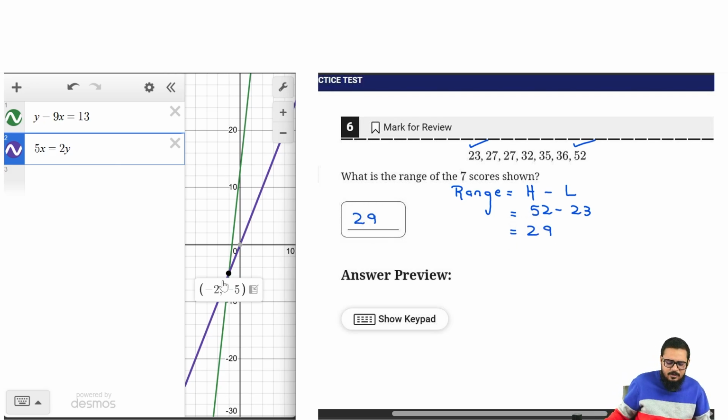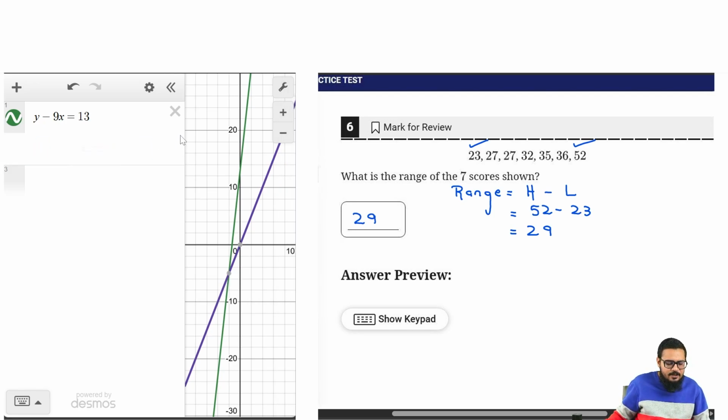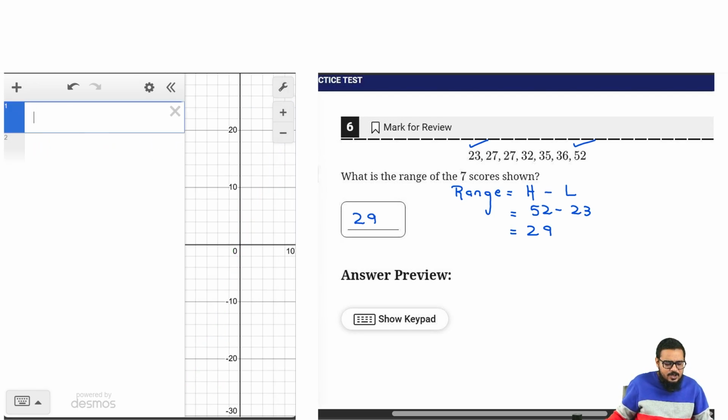If you want to use Desmos for this one, let's say you've got a lot of numbers, you can use Desmos as well, but I don't think it's really worth it, right? A is equal to, let's write everything inside a square bracket. So 23, 27, 27 again, 32, and then 35, 36, and then finally 52, right? These are the values in set A that I have.